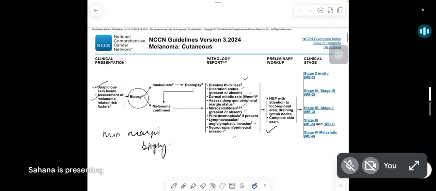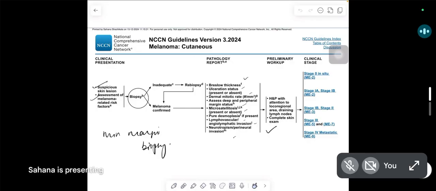So, when you have a high index of suspicion of a lesion, you will do a minimal margin biopsy. That means you won't decide your margin based on thickness here. You still don't know whether it is melanoma. What if it is a non-pigmented variety? You don't know if it is a melanoma. So you will first do a minimal margin biopsy if it's a totally excisable lesion.